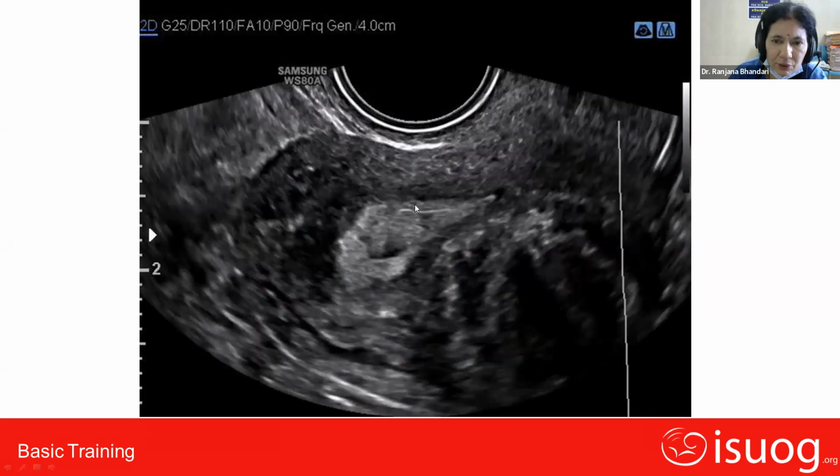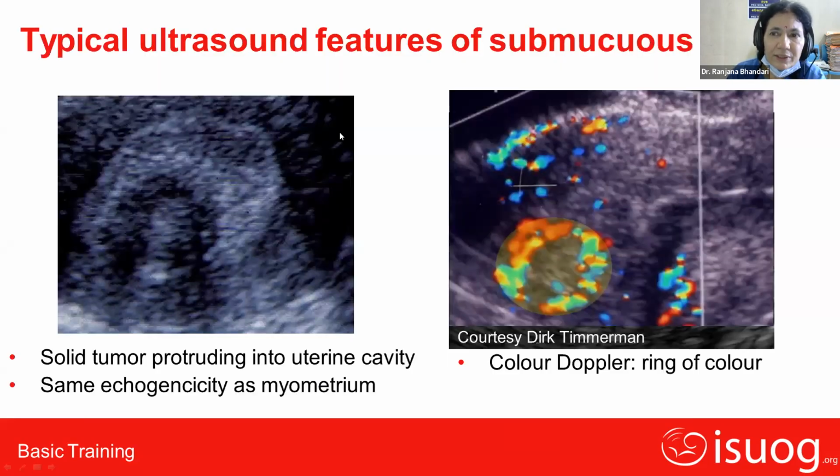This is a video, I'm not able to show, but in this video, if I do a sliding movement, I can see this endometrial cavity separate from the polyp. This will show the sliding sign. This will show that this is a case of polyp and not any endometrial origin, endometrial carcinoma or something like that. So typical ultrasound features of submucous myoma, they are solid tumors. We will see in the next class. The echogenicity is the same as myometrium, and we will have a circumferential ring of color around it.